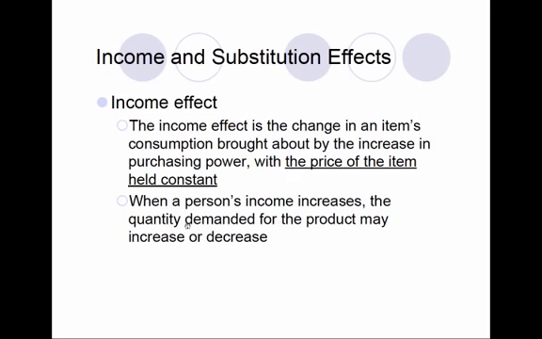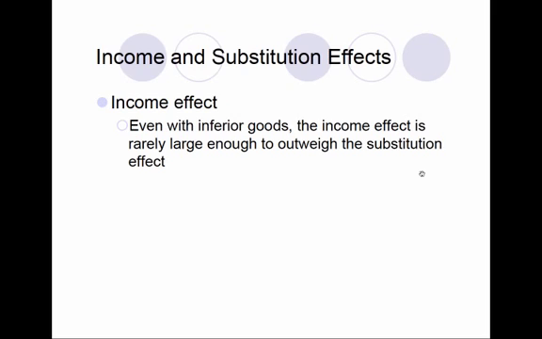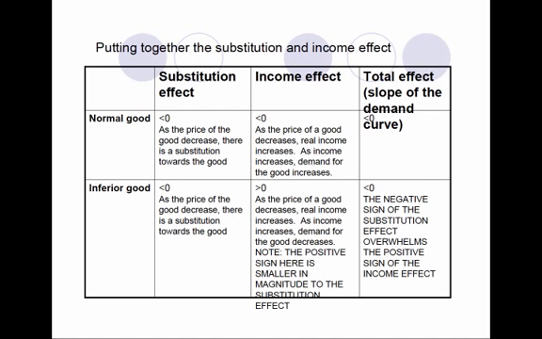Now, in the case of the income effect, we're going to see that that's not always going to be the case. Rather than holding the level of utility constant, which is what we did for the substitution effect, now I'm going to hold the price of the item constant. And what we see here is that it's going to be different depending on whether they are normal goods or inferior goods. In the case of the normal good, the income effect, I'll buy more of it, right? Because if I feel richer, I certainly will buy more of it.